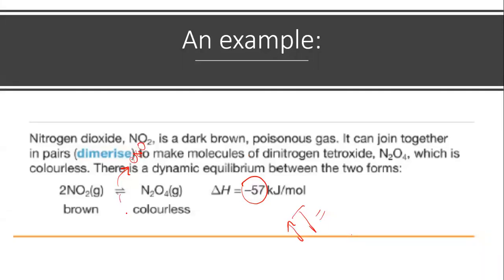What does that mean about the backward reaction? What do you think the backward reaction will be? Endothermic. The backward reaction will always be the opposite of the forward reaction. So now in this situation, do you remember what I told you? When you increase the temperature, where does the reaction go? Exothermic or endothermic?